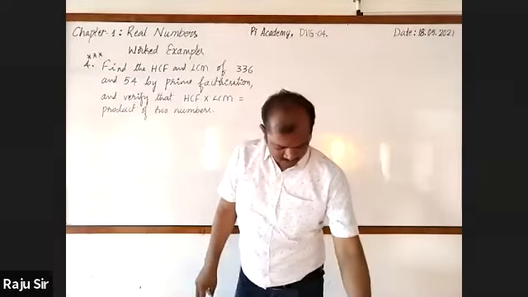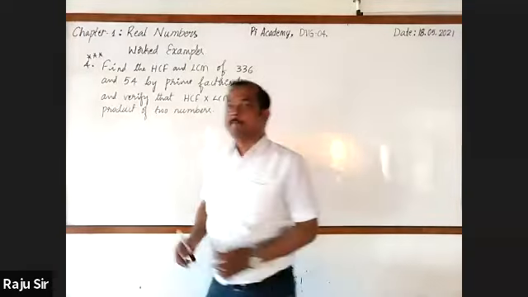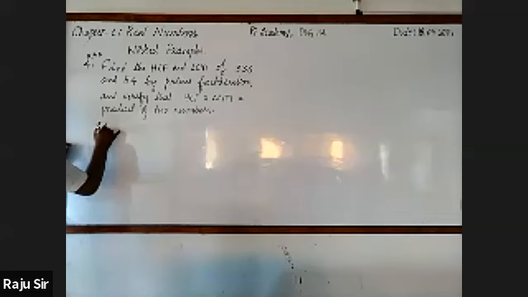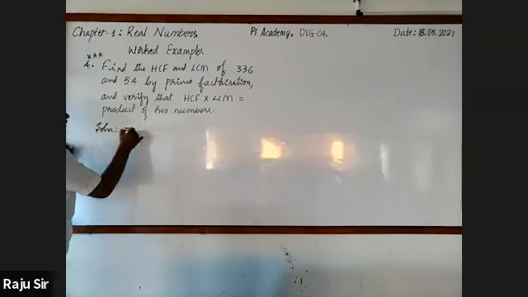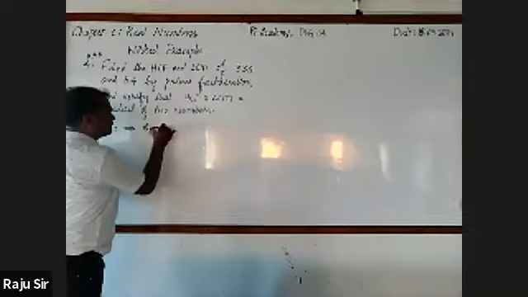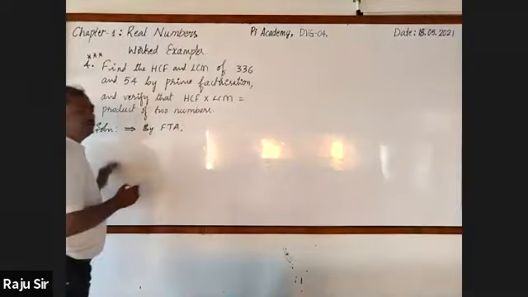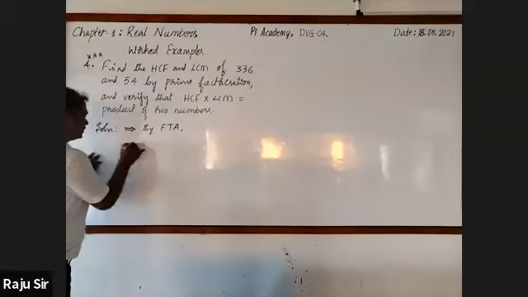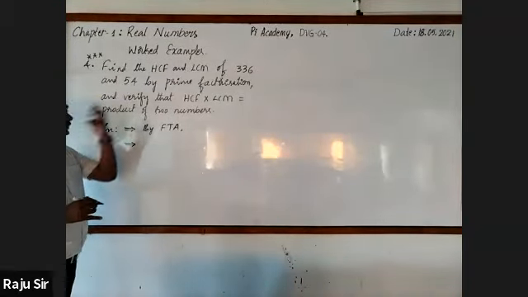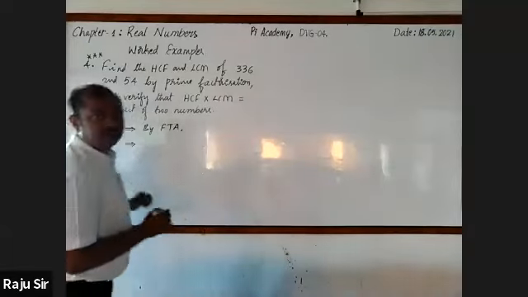Sir, HCF is 6, sir. Very good. Yes, sir. HCF is 6. Correct. Right. Solution. We have to use prime factorization. That is by FTA. So first you should find out the prime factorization of each of these numbers.